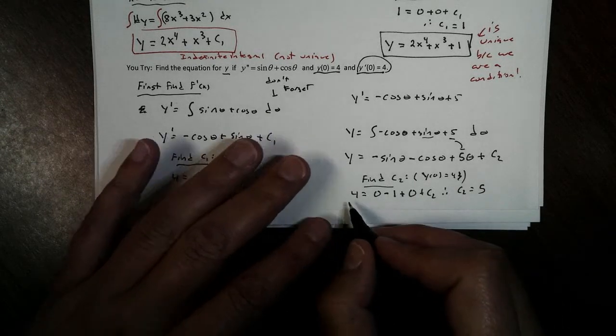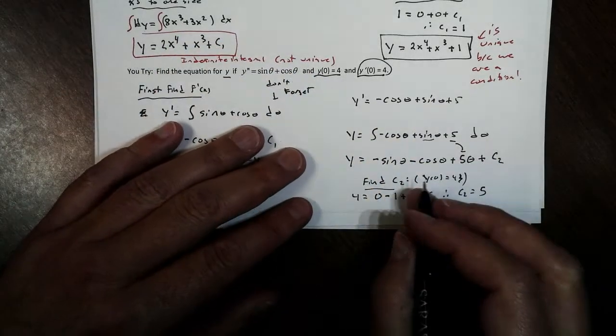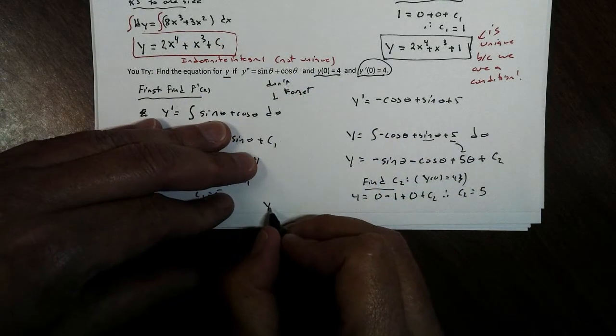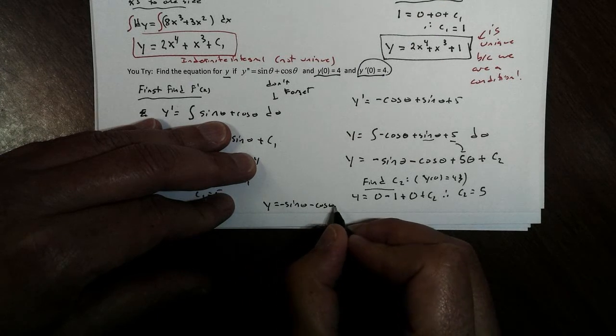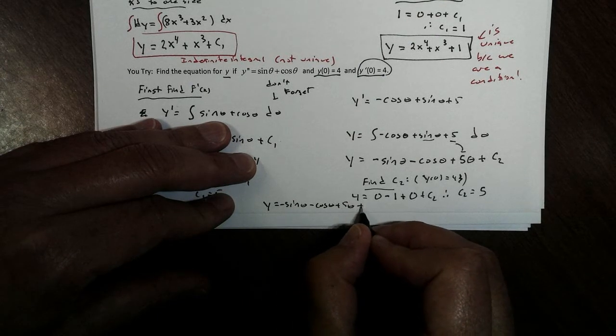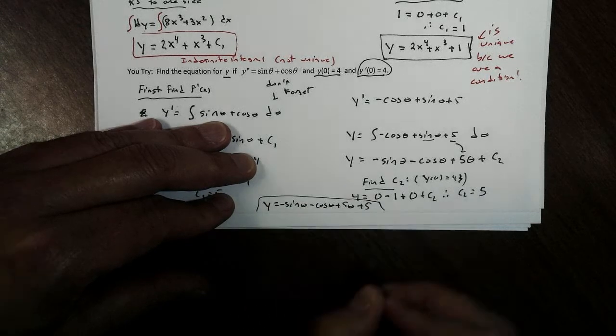And my final answer, oh no, I ran out of room here. Let me see if I can squeeze it in. Y equals negative sine theta minus cosine theta plus 5 theta plus 5. And there is our function.